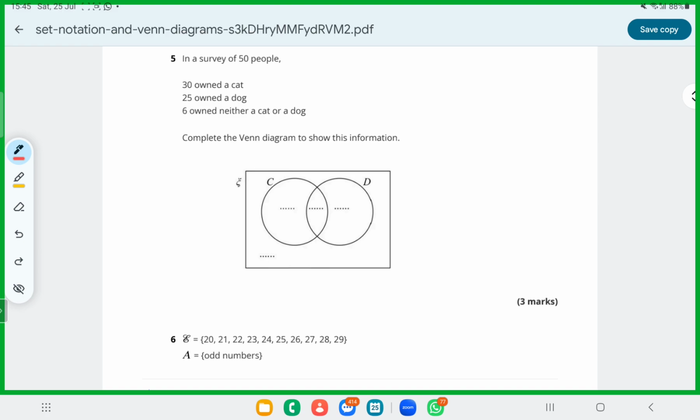Complete the Venn diagram. If you want me to complete the Venn diagram, what will I make? Do you remember? First, the number which doesn't have any of cat or dog will be outside. It will be written outside the circles inside the box. Okay? Add up the number of people who owned a cat, owned a dog, and owned neither. If I add them together, it's 30, 25, and 6, which is 61.